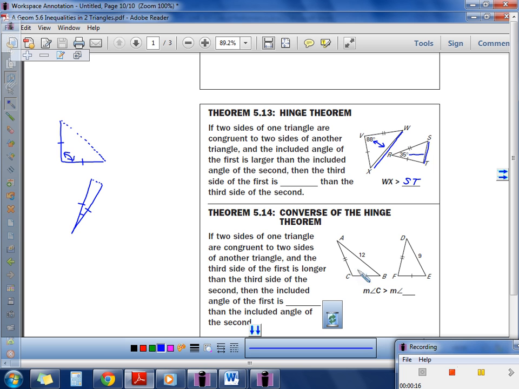Similarly, I can compare these two over here. I have a side and the angle across from it. Well, which side is larger, the 9 or 12? Well, the 12 is definitely larger, so that means this angle will be larger than this angle. That means angle C will be greater than angle F, the hinge angle.